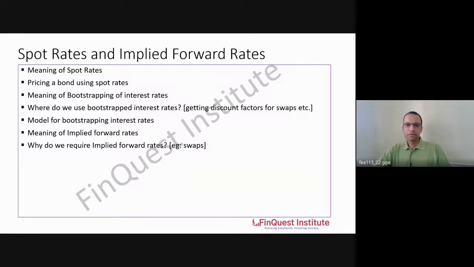So the last time we introduced ourselves to a few key concepts within fixed income, especially things like the basic properties of bonds, and maybe what are coupons, what are floating rates, etc. So now could be a good idea to talk about spot rates and implied forward rates. So spot rates are also what we call zero rates.